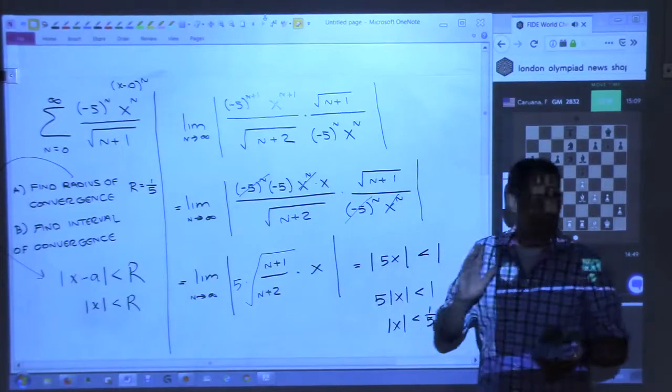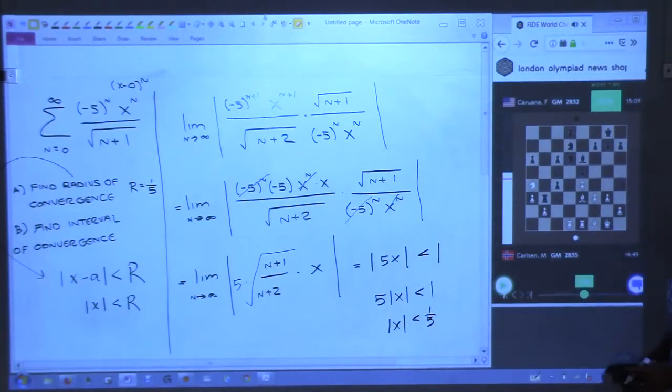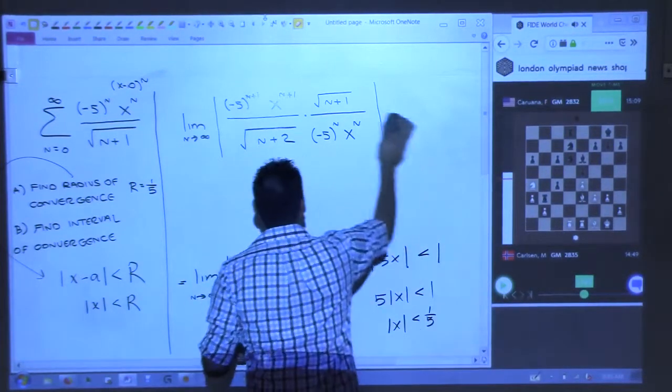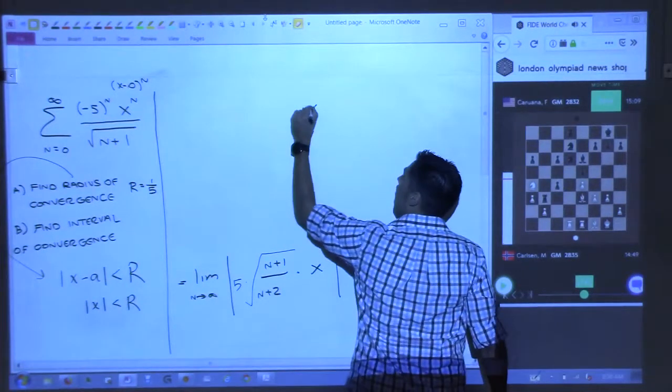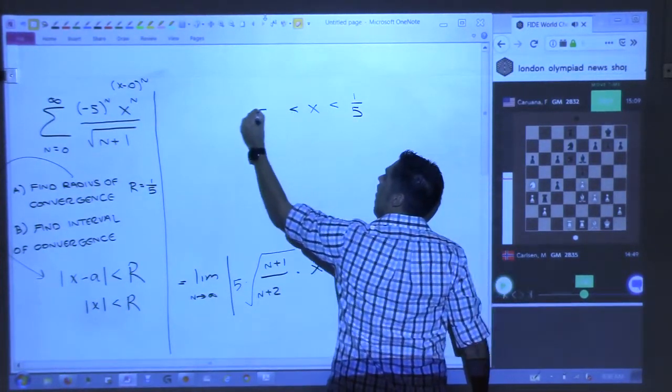Now I will actually explain why they call it a radius of convergence after we finish the problem. Now what we need to do is find the interval of convergence. That's part B. To find the interval of convergence, we're going to take this expression right here and drop the absolute value. So when we drop the absolute value, we get x is less than 1/5 and greater than negative 1/5.